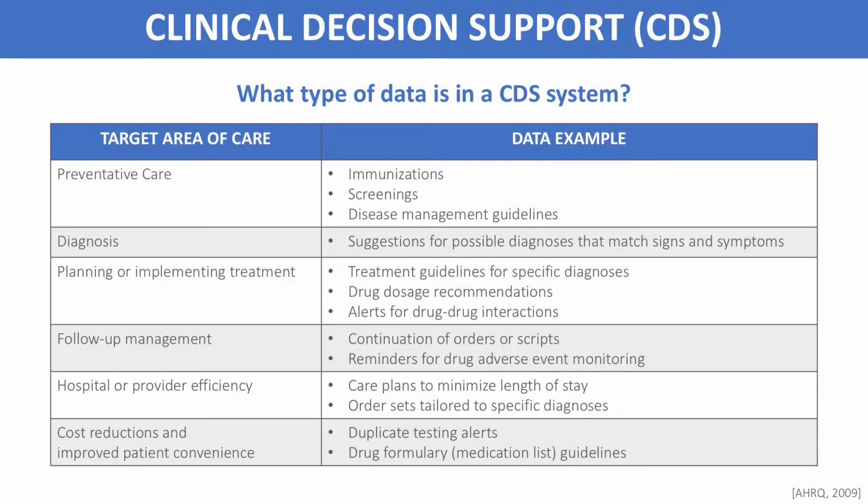Now, let's take a look at what type of data is typically found in a clinical decision support system. When it comes to preventative care, CDS systems can help clinicians see previous immunizations, as well as the need for any new ones. It can also help alert clinicians to previous screenings, or alert them about recommended screenings based on other factors. For instance, research suggests that women start getting screened for breast cancer at the age of 40. So a CDS system could create an automated reminder for the doctor to recommend this when the patient turns 40.